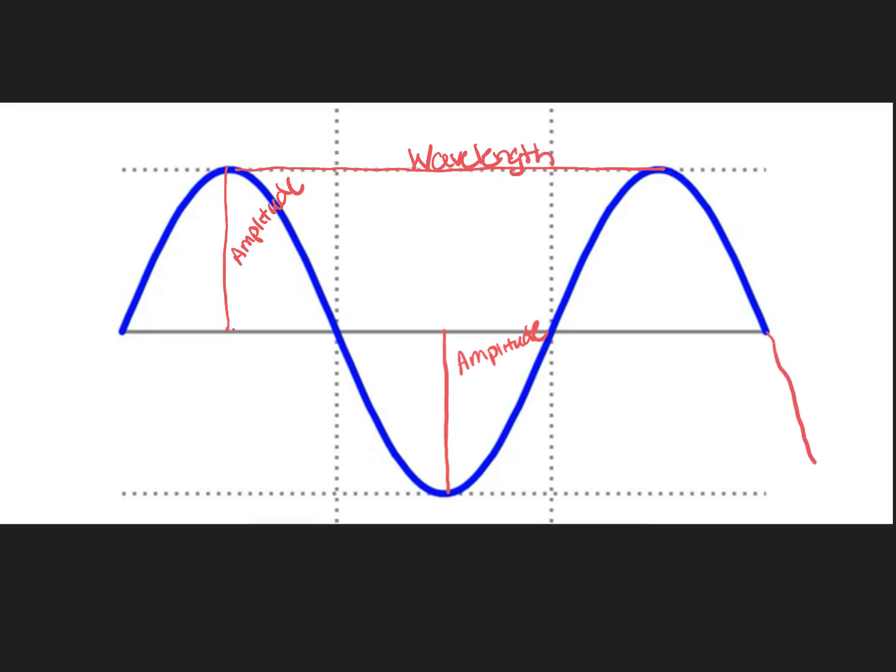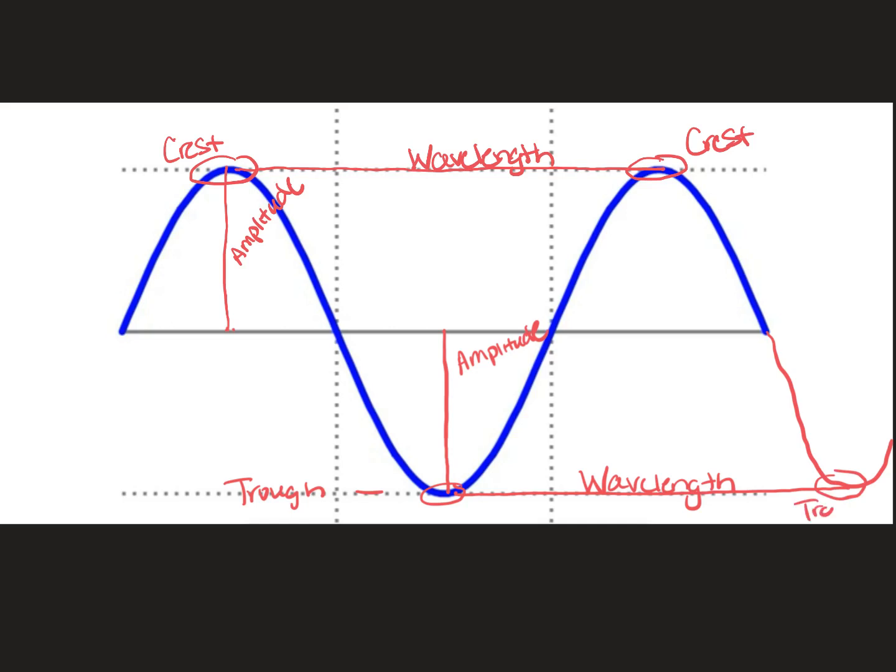Or it could be from the lowest point to the lowest point. We can also describe this as, this is my crest. This is also a crest. This lowest point is called a trough. Lowest point, a trough.